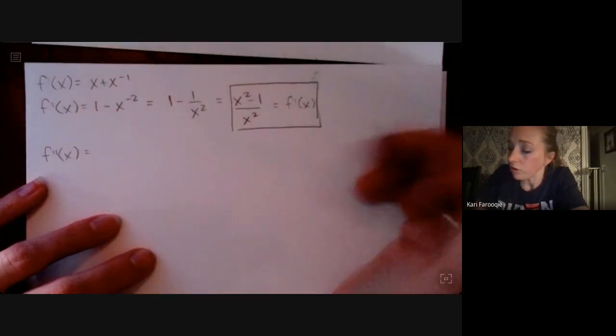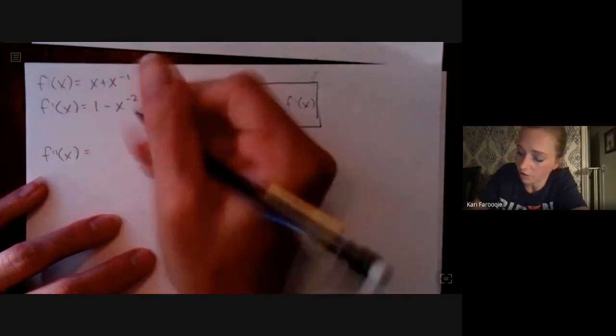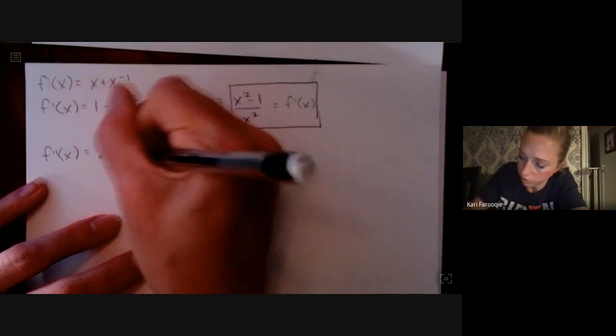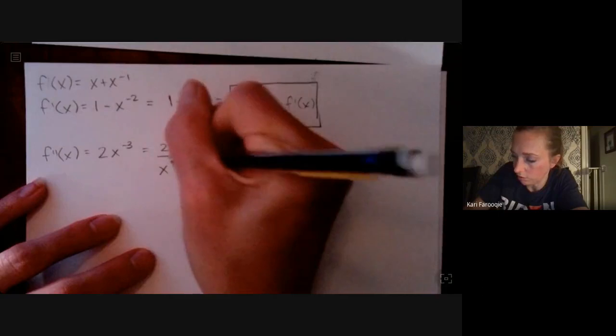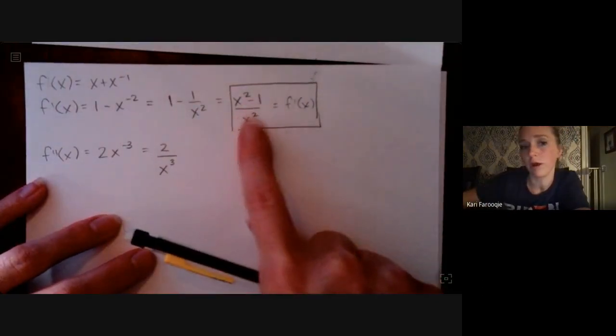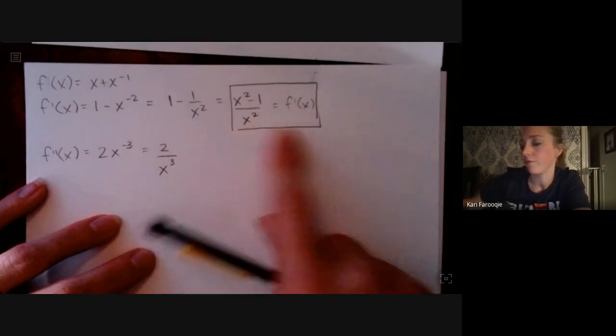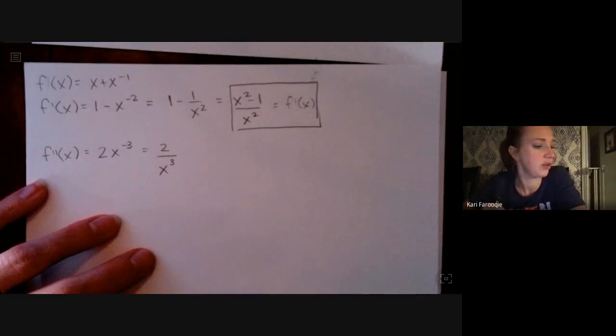The second derivative you can use this form for if you find that easiest. So a negative times a negative is a positive. Bring your exponent out front and decrease the exponent by 1, and you just get 2 divided by x cubed. And that's a lot easier than using the quotient rule on this quotient. So you play around with the forms, use what's easiest.